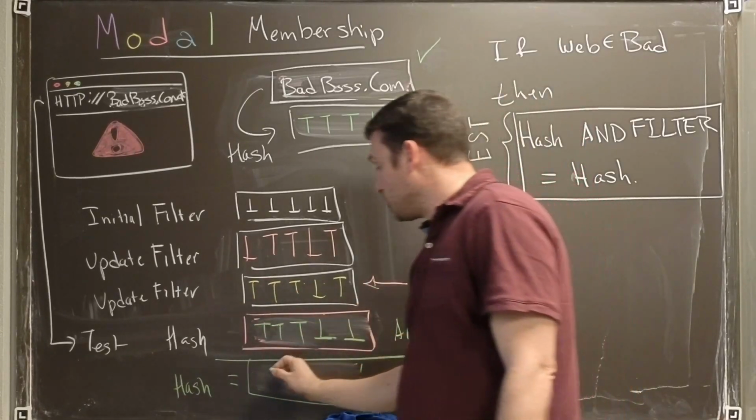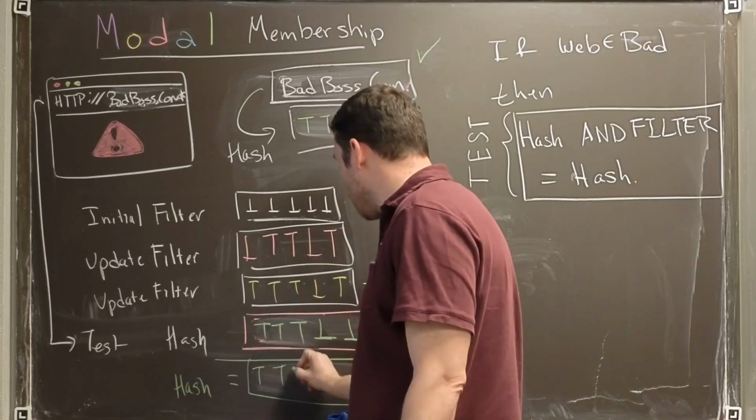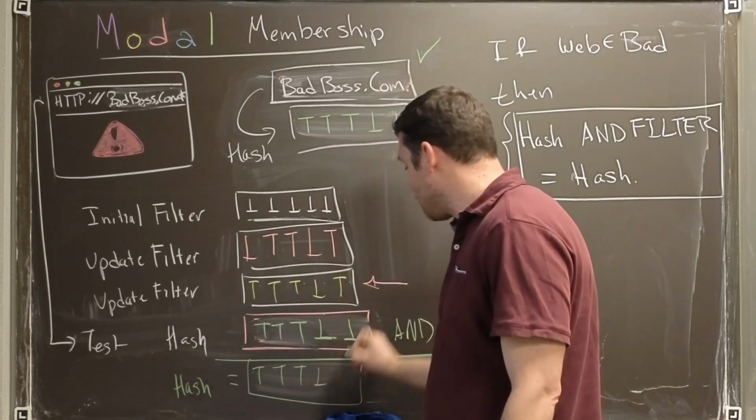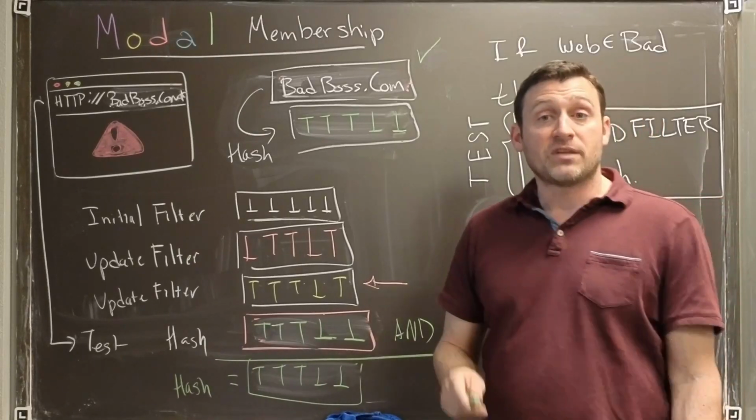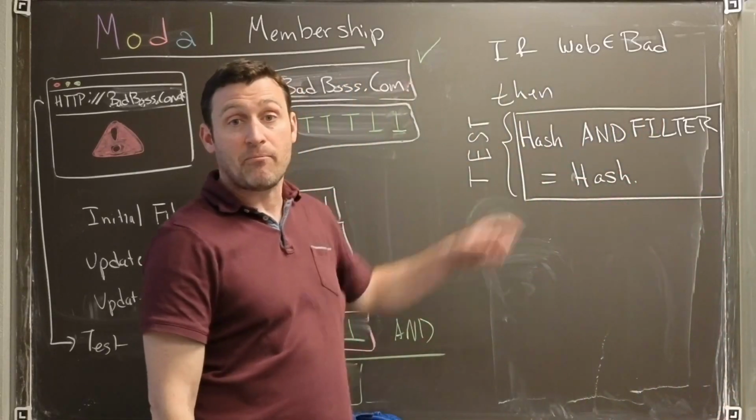True with true is true. True with true is true. True with true is true. False with false is false. True with false is false. We see that it's a perfect match. In this case, our test just got passed.